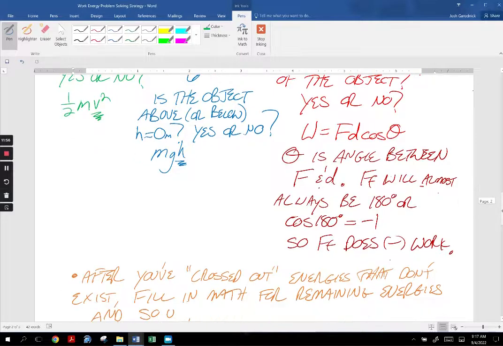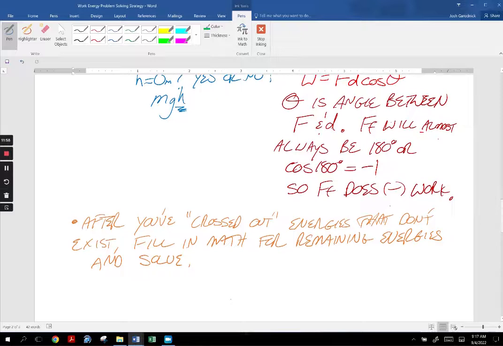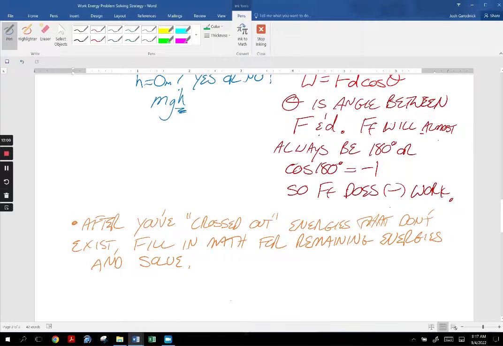And then afterwards, once you've crossed out all your energies that don't exist, fill in the math and solve, basically. But I ask you to chunk it where you do like, okay, let's calculate kinetic energy. Let's calculate potential energy and like work your way down. Don't just set up one giant equation and solve. Take the extra step to do each chunk.